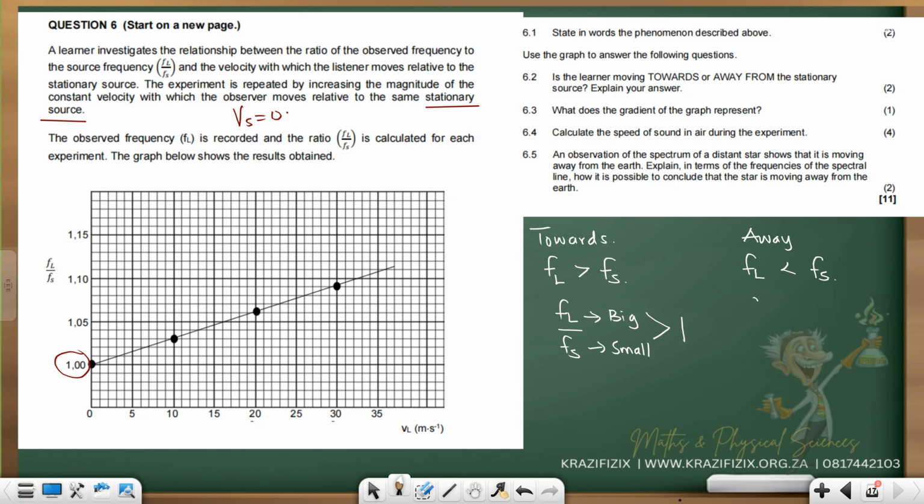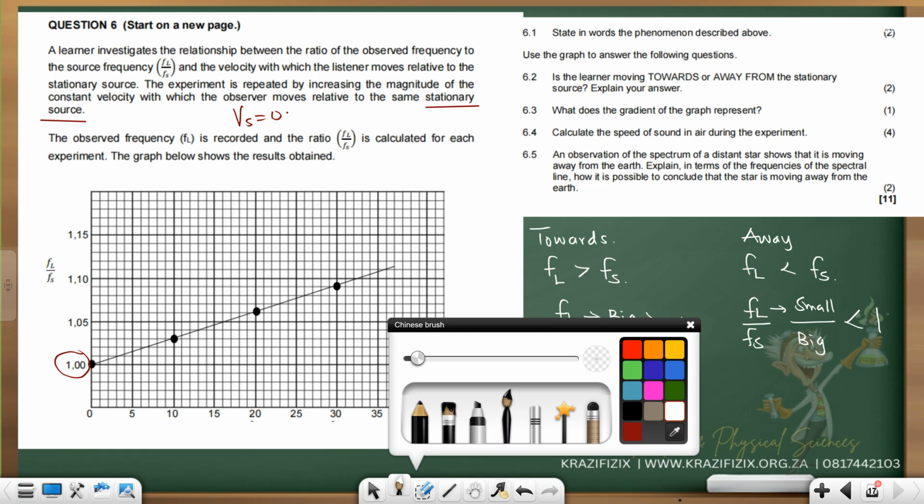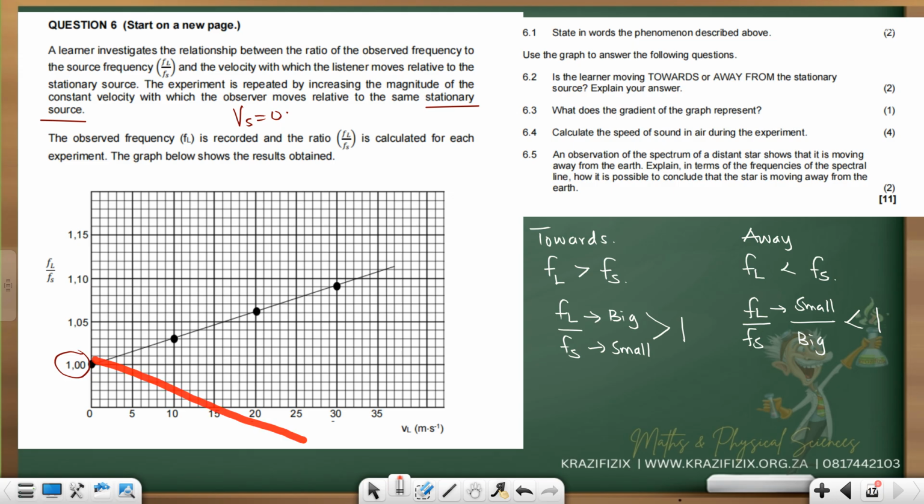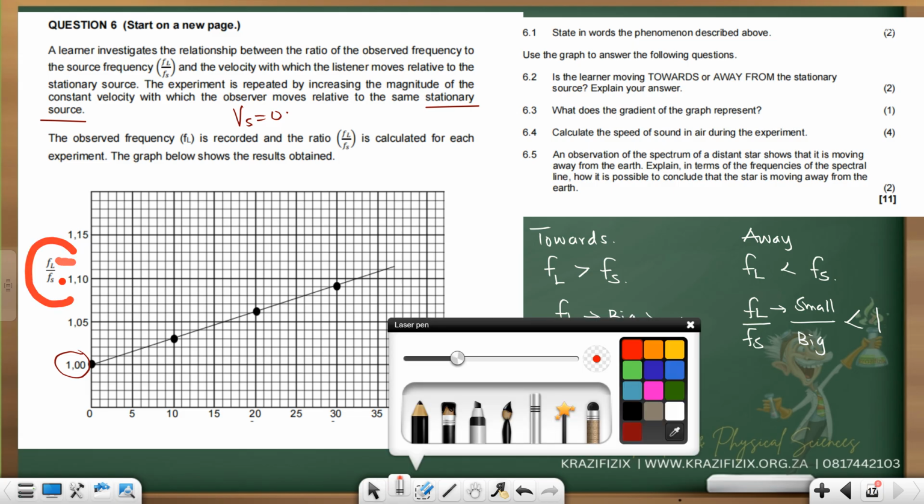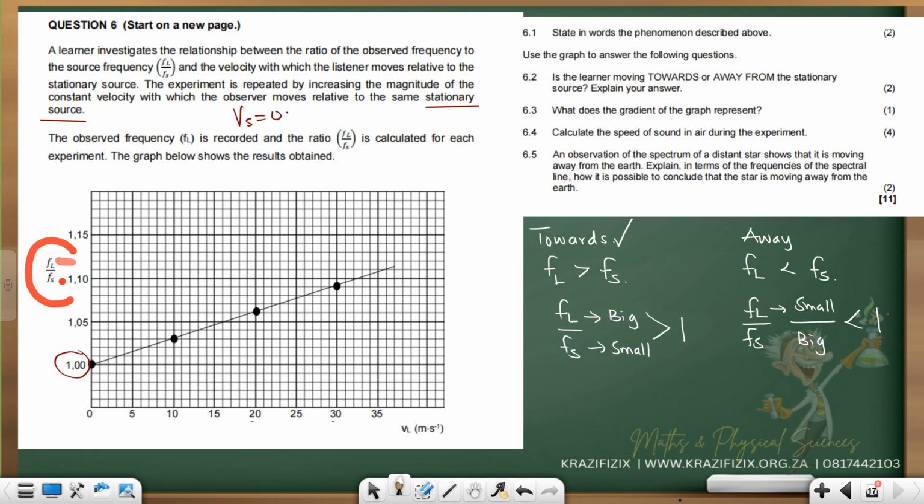What if it's away? FL over FS, this value is small because we're moving away, and this one is big. The ratio should be less than 1. That is a good key to answer. If this guy was moving away, we should have had that. But because the ratio of FL over FS is bigger than 1, it means the top is bigger than the bottom. Did that make sense? So I would have gotten 1 mark here and 1 mark there.